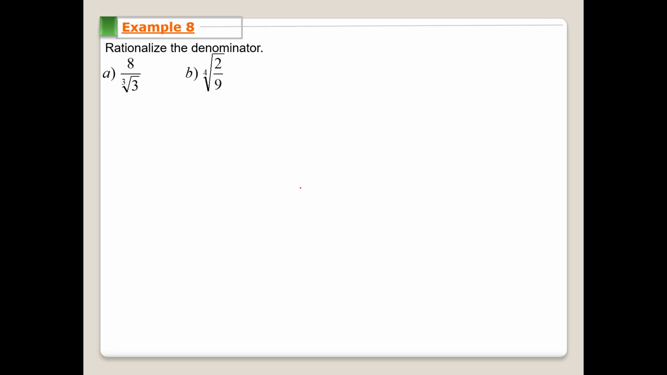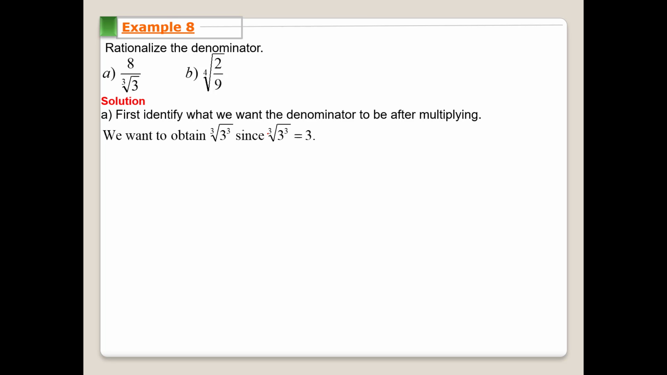And now let's do an example, okay? So let's rationalize the denominator. So first identify what we want the denominator to be after multiplying. Well, we want to obtain a cube root of 3 cubed. And therefore, the cube root of 3 cubed would equal 3. So how do we get that? So we've got 8 over the cube root of 3.